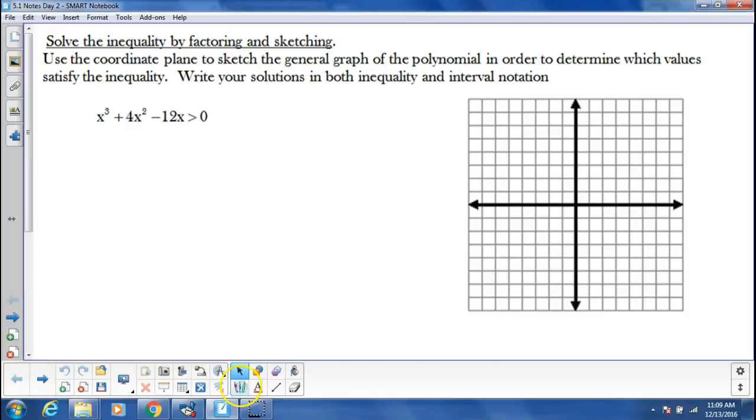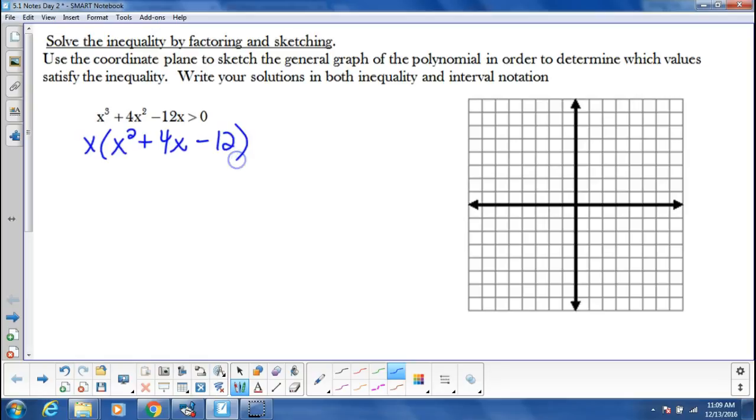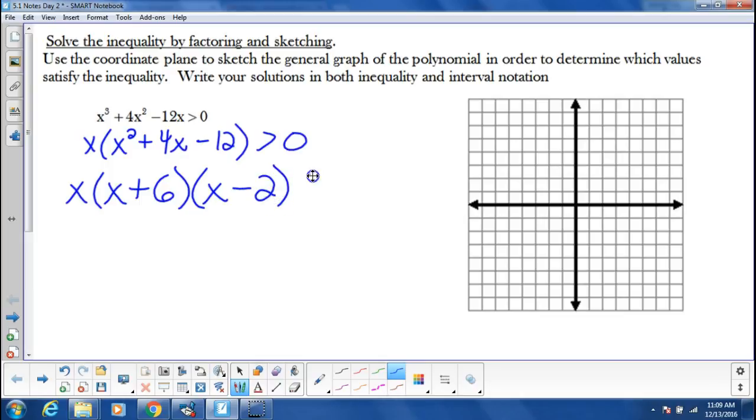So on the warm-up, you should have first factored out an x. That leaves you with x squared plus 4x minus 12, all of that greater than 0. Then you can factor that trinomial. So that gives you x plus 6, x minus 2, all of that greater than 0.